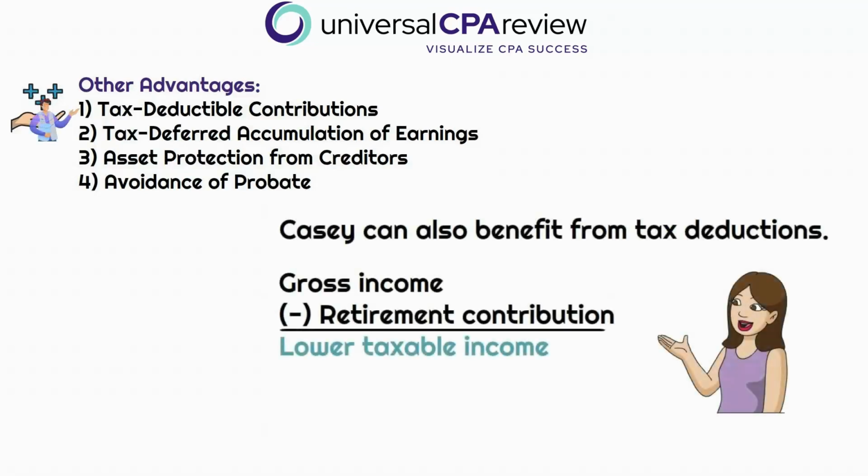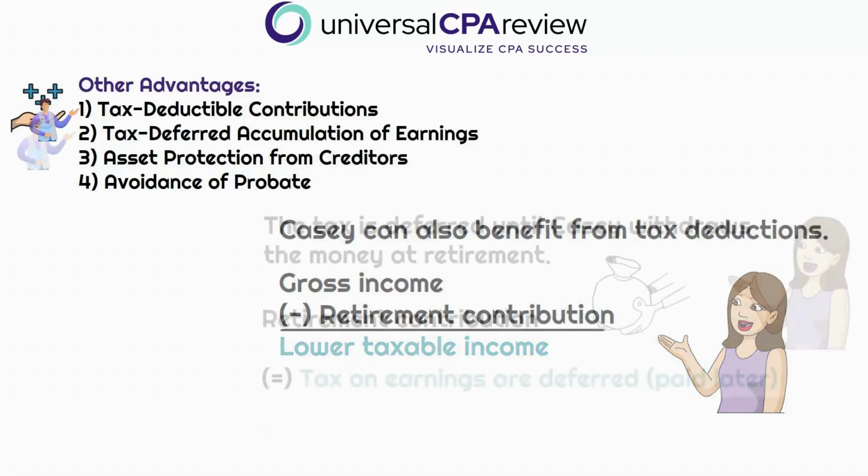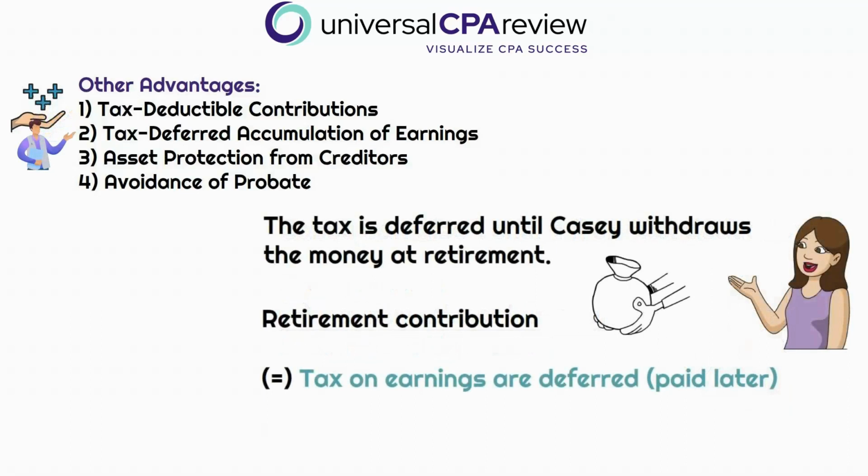Okay, so tax deductible contributions, right? Beyond the pre-tax contributions we discussed, Casey can also benefit from tax deductions. So, for instance, if Casey is self employed and contributed to a SEP IRA, those contributions can be tax deductible, effectively reducing her taxable income for the year. So, when it comes to tax deferred accumulation of earnings, the earnings on Casey's retirement plan investments are not taxed year by year, right? Instead, the tax is deferred until Casey withdraws the money at retirement. So, this allows the investments to grow without the immediate burden of taxes, potentially increasing the compound growth.